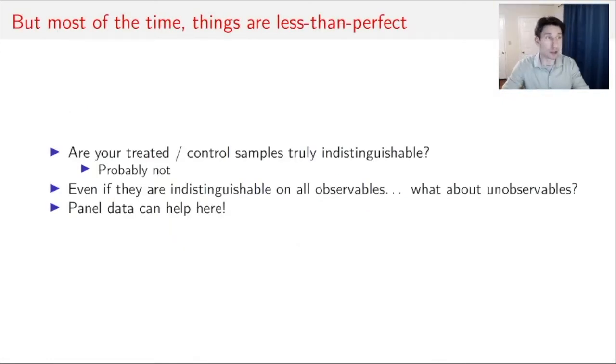But unfortunately, of course, most of the time things are less than perfect. So for instance, are your treated and your control samples truly indistinguishable? Probably they are not. They must differ in some way. And the real problem is that you will never know, because even if they are completely indistinguishable on all of the observables that you can think of, well, what about the unobservables? Treated and control may differ in ways that you will never know about. And so panel data can help here as well.